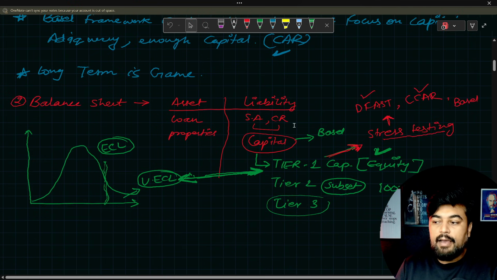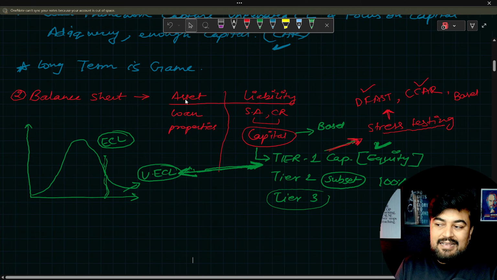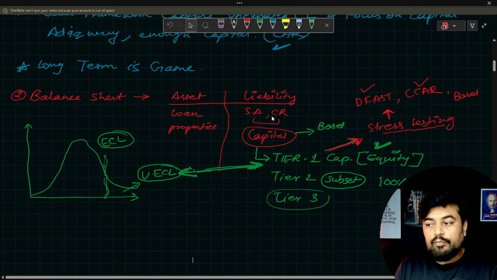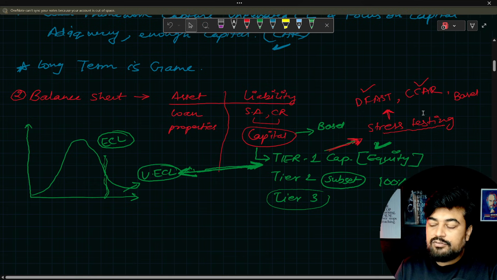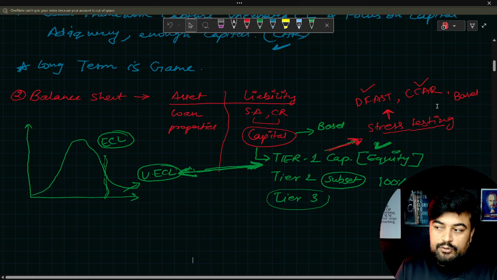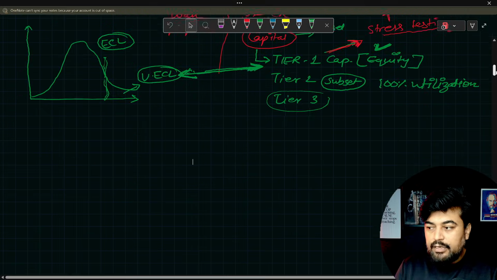Then we spoke about the balance sheet, that in the balance sheet we have assets and then liabilities. What are the assets? Like loans and properties which the bank has. Then liabilities, which are accumulatively called capital, which is like the combination of savings account, current account, all of that. Now on the Basel level, what are the stress testing methods we use in banks? All the banks use Python or SAS or SQL, Power BI in this calculation. And then there is tier 1 capital, tier 2 capital, tier 3 capital. So this was the precise breakup of the previous video.